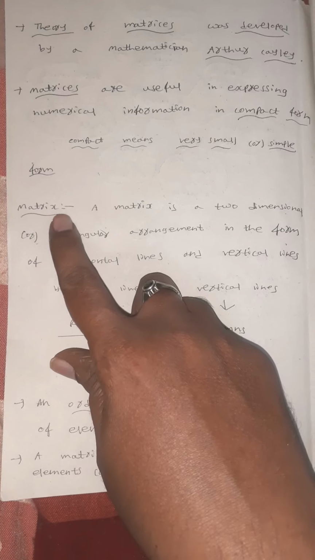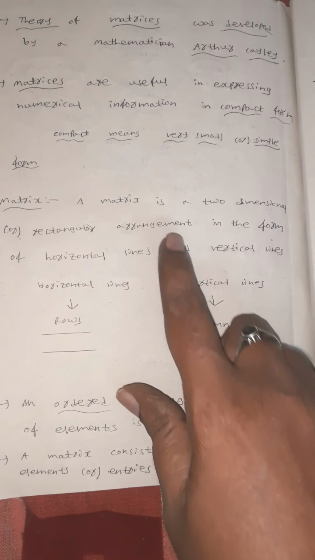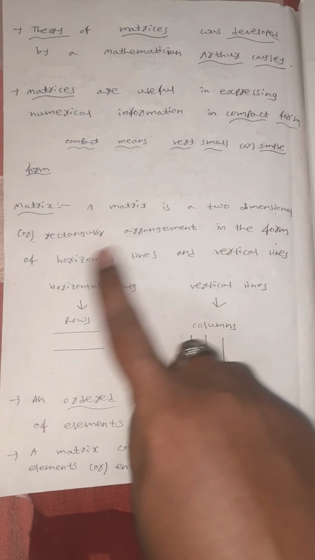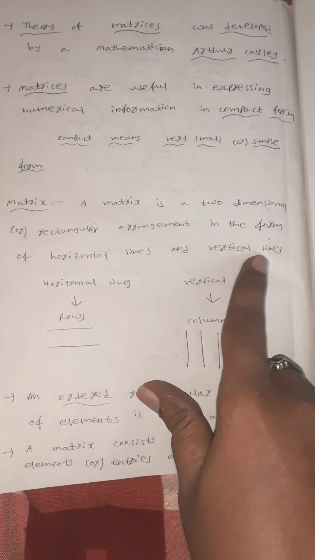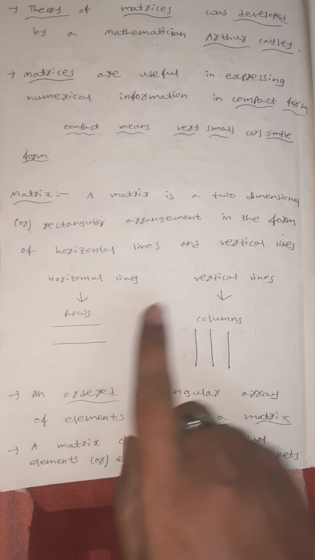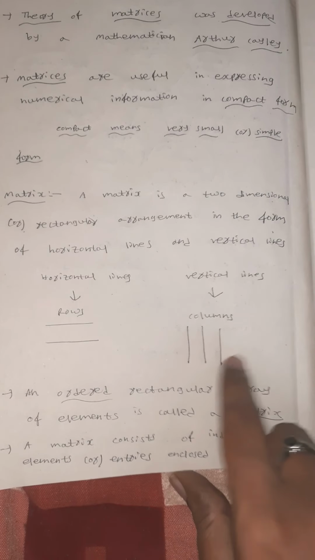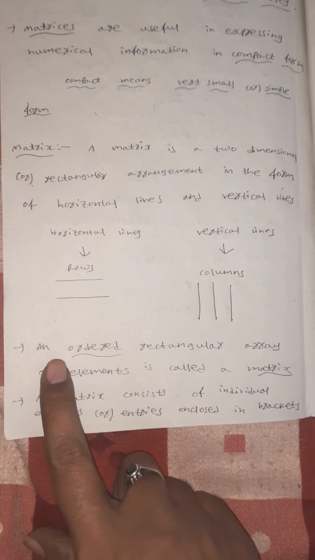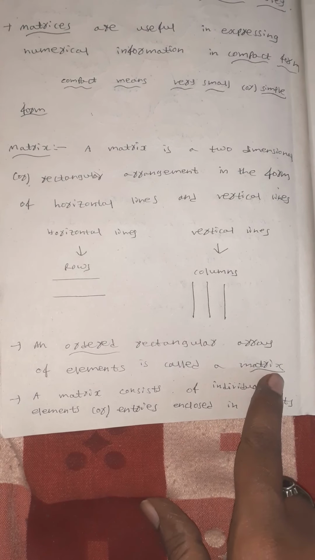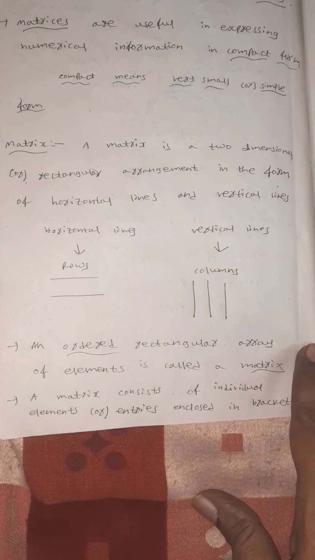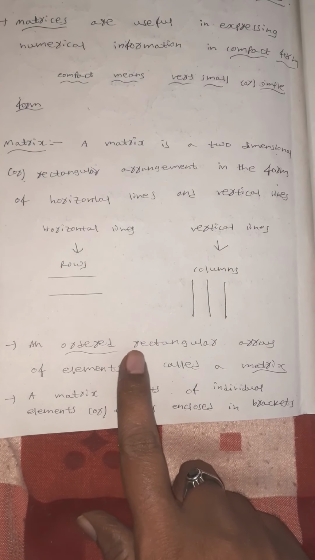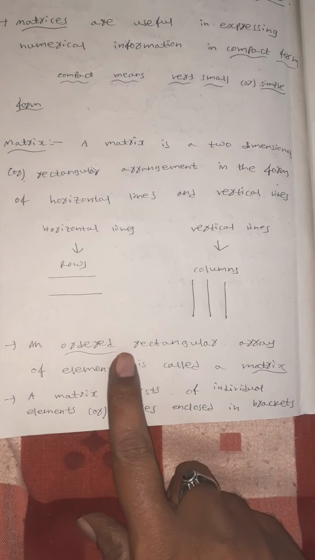Next, matrix definition. A matrix is a two-dimensional or rectangular arrangement in the form of horizontal lines and vertical lines. Horizontal lines means rows, vertical lines means columns. Next point, an ordered rectangular array of elements is called a matrix. This is the exact definition of a matrix. Ordered means you should have a particular order.